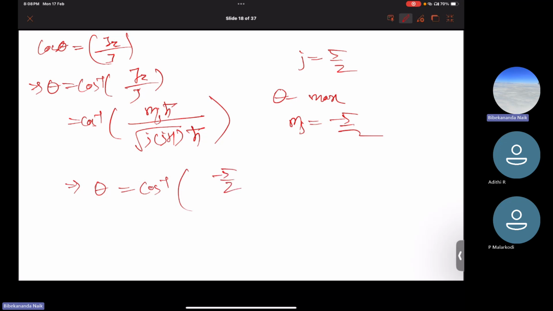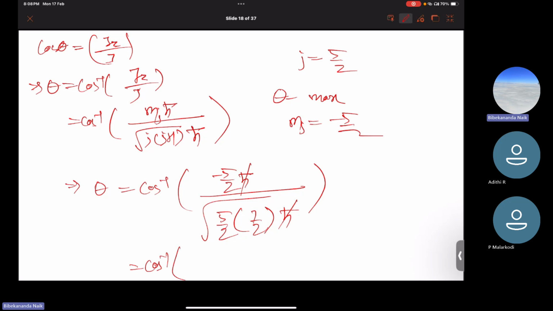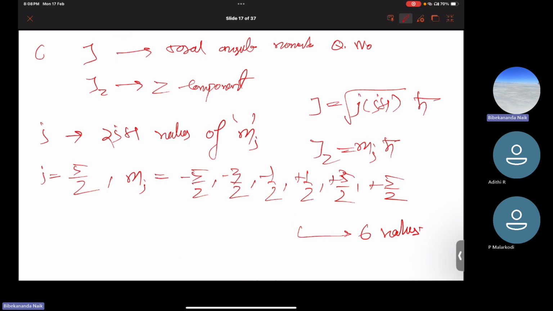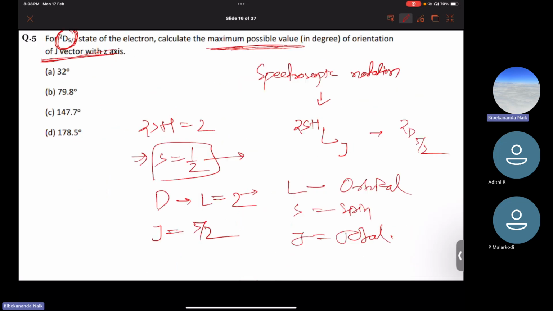Theta will be cos inverse of mj, that is minus 5 by 2 h cross, divided by root of 5 by 2 into 5 by 2 plus 1, that is 7 by 2, times h cross. So h cross gets cancelled out. We will have cos inverse of minus 5 by 2 divided by root of 35 by 4. So if you calculate it, you will get the value of theta as 147.7 degrees. So the correct option is option C.